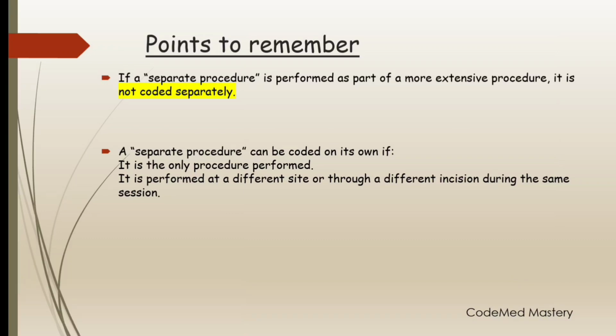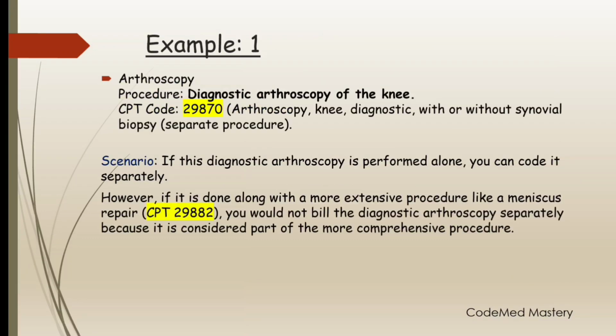Let us understand this better by looking at an example. So this is example 1. The procedure is diagnostic arthroscopy of the knee. The CPT code for diagnostic arthroscopy of the knee is 29870, arthroscopy knee diagnostic with or without synovial biopsy, separate procedure. Now let us look at a scenario. If this diagnostic arthroscopy is performed alone, you can code it separately. It means that if they are performing diagnostic arthroscopy alone, and there is no other procedure performed, you can code it separately.